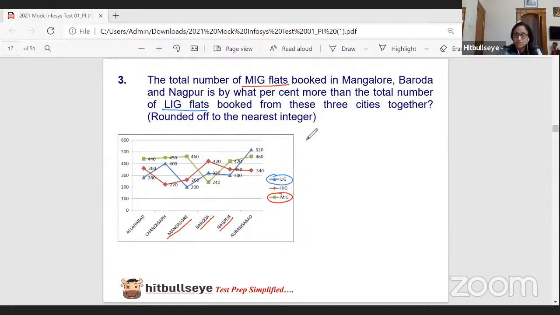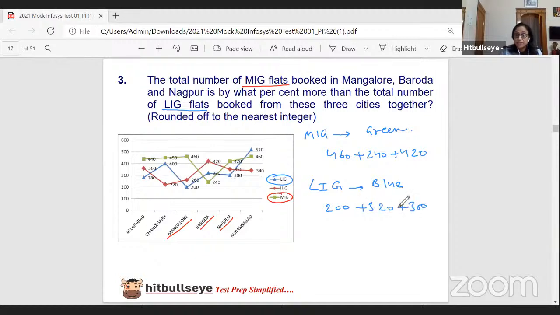So for Mangalore, let's first note down the MIG figures, and notice the MIG figures are the ones which are green in color. So MIG figures are 460, then for the next one it is 240, and then for the next one it is 420. Then you're noting down their LIG figures. LIG figures are the ones which are blue. So the blue figures for the three cities are 200, 320, 300. Any problem till here? This is just reading the data properly. So I repeat, the MIG figures are 460, 240, 420. The LIG figures are noted down as 200, 320, and 300.